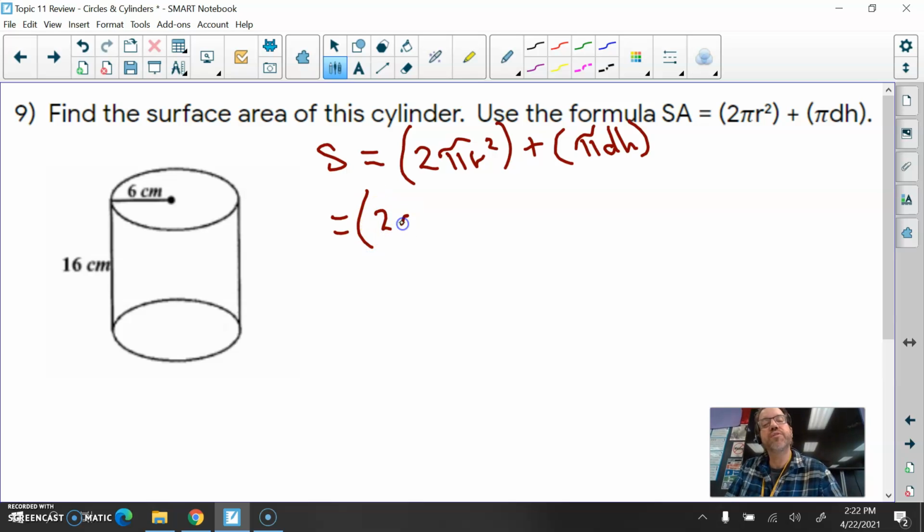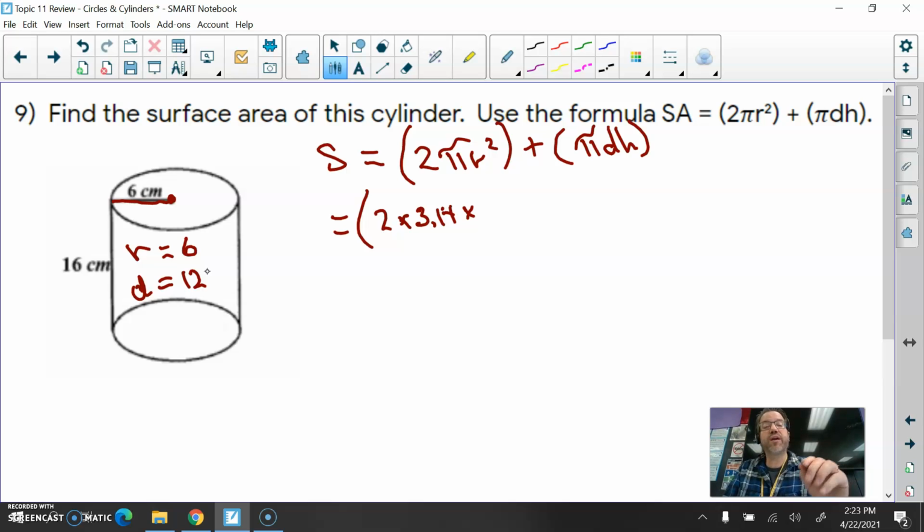So 2 times pi is 3.14, times the radius. We need the radius. We also need the diameter. So let's fill in these amounts here. See what r equals, see what d equals. This 6 centimeter measurement is the radius. See how it's just going halfway across the circle? So the radius is 6. The diameter would go all the way across, so I need to double 6, which is 12.